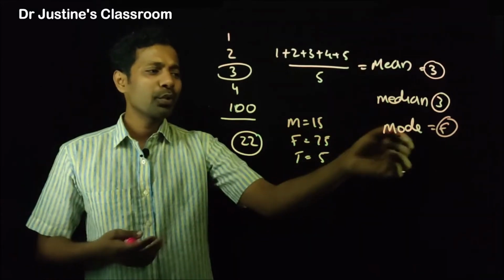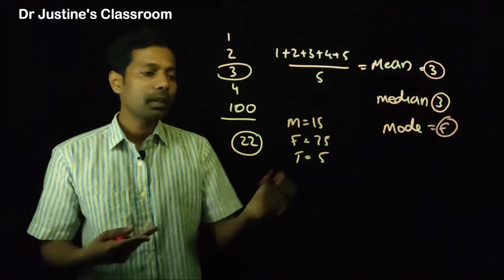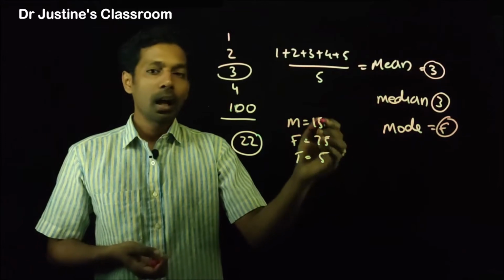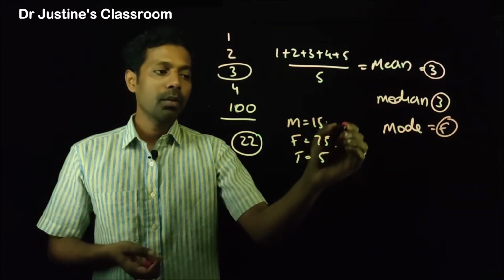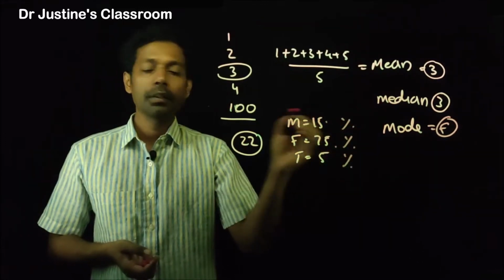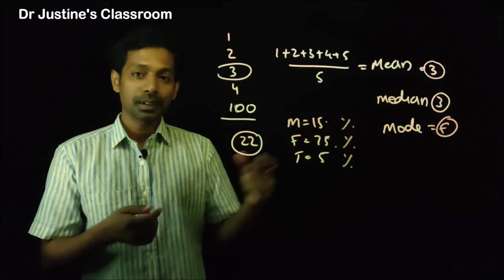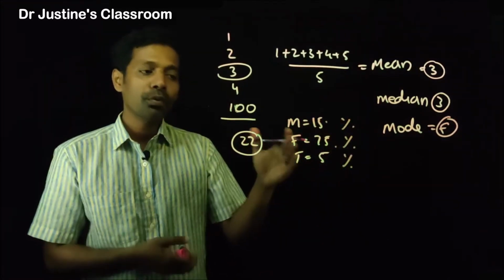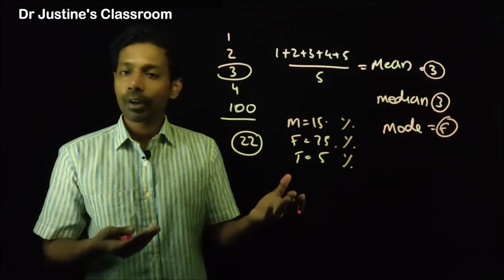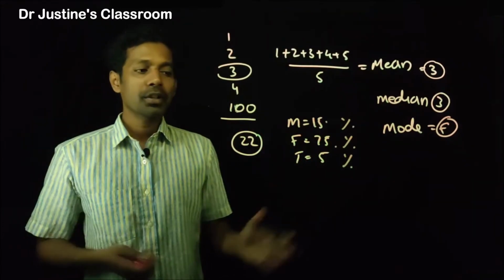But generally we don't use mode in this way. What we generally use in this context is frequency itself, either the frequency value or the percentage value. This is how we generally do it. This is the place where we are supposed to use mode, but generally mode is not required in this context. So these are the measures of central tendency.